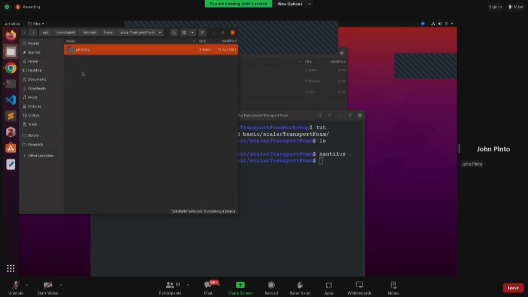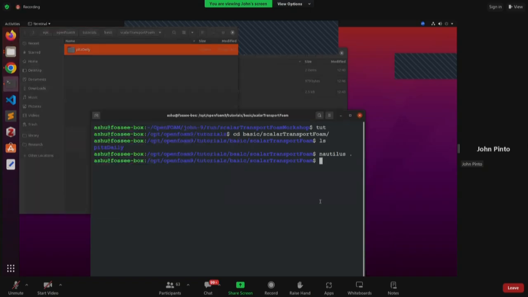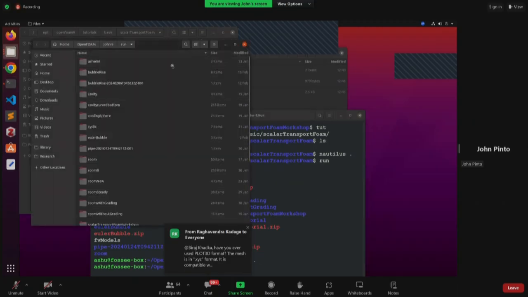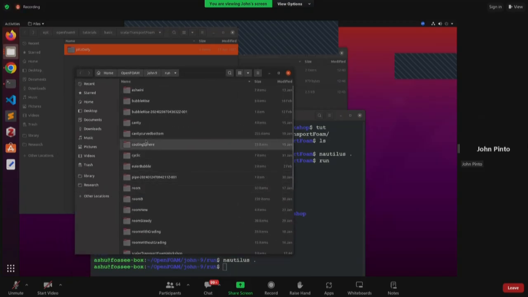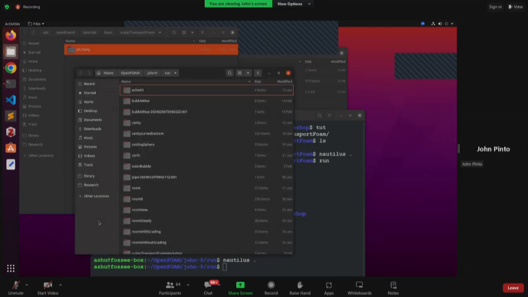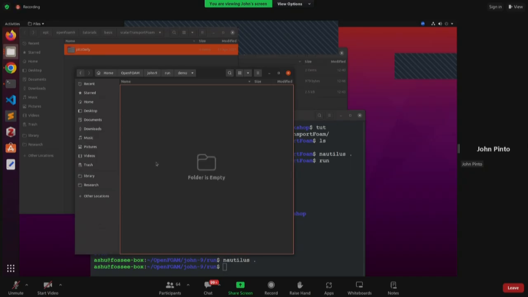I will first copy this, and then I will go to my run directory. I am opening my run directory over here, and I will create one new folder so that later on it will be easier for me. I will call it demo. In this, I will be pasting it.